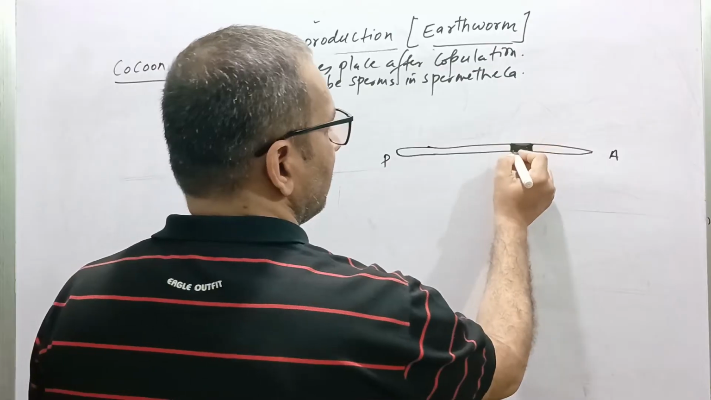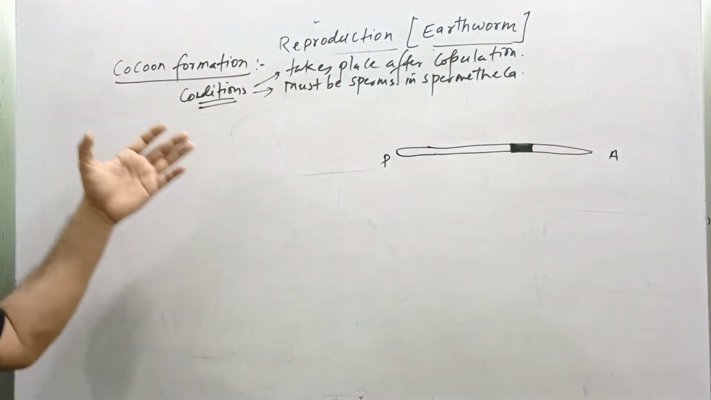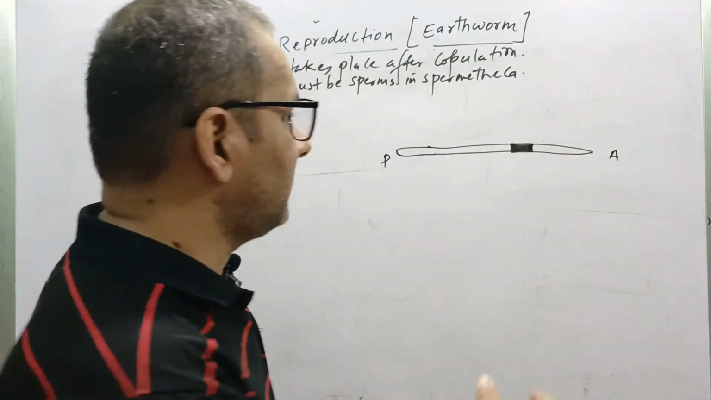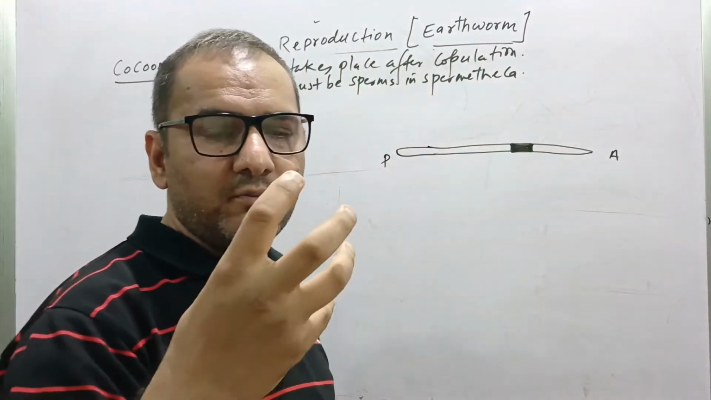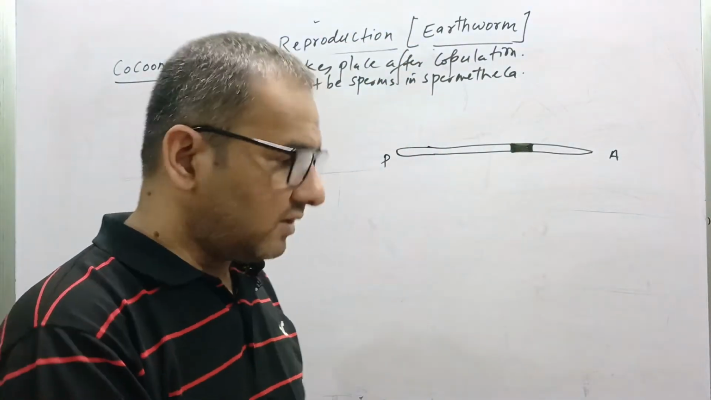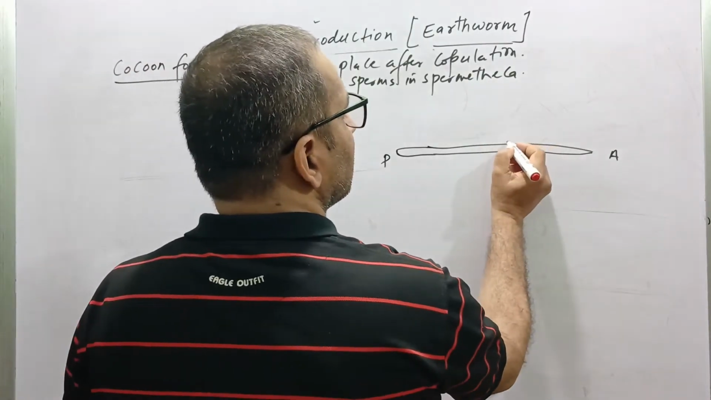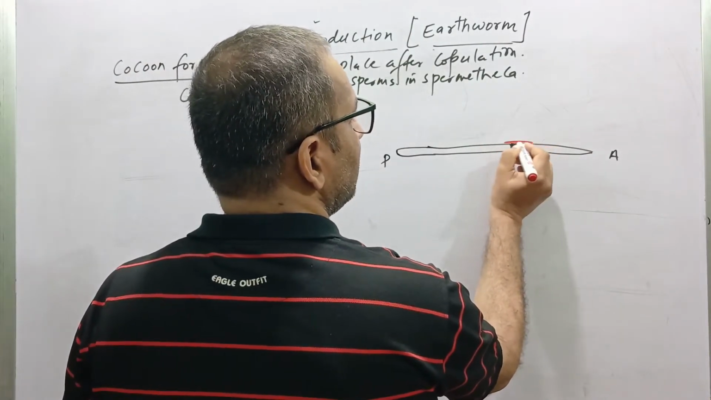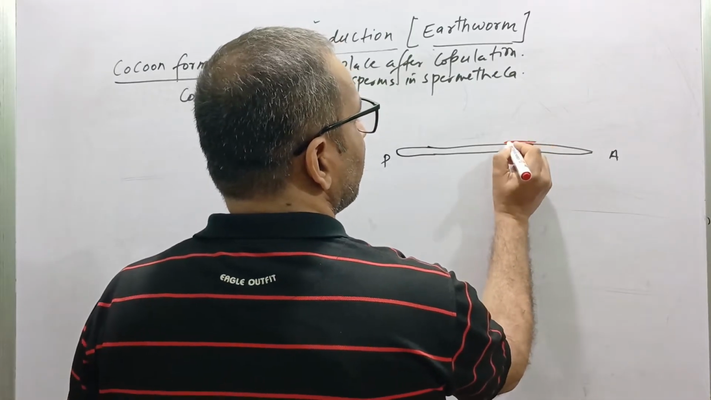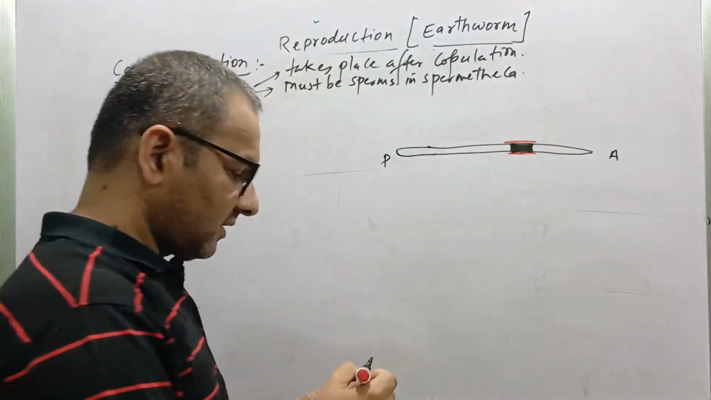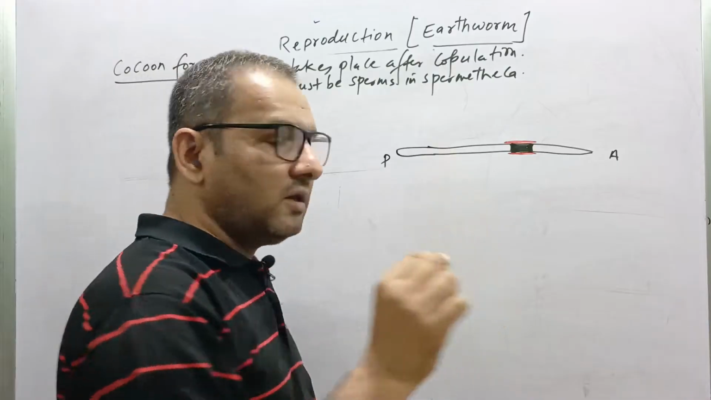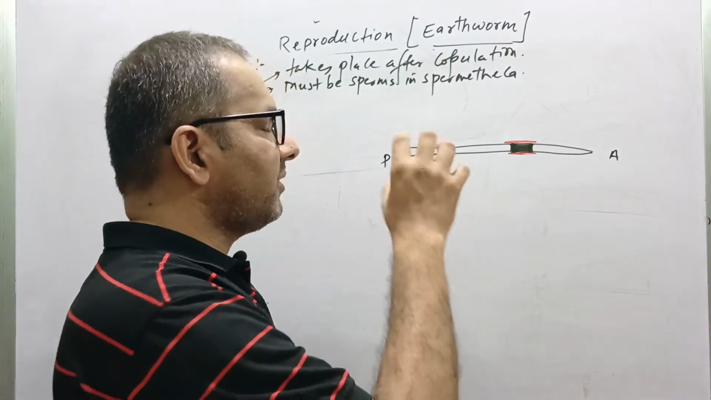Now what will happen? During the process of cocoon formation, the clitellum produces a type of viscous fluid which on exposure to air solidifies and forms a membranous tubule around the clitellum, and this membranous tubule formed around the clitellum is the beginning form of the cocoon, or the preliminary cocoon.